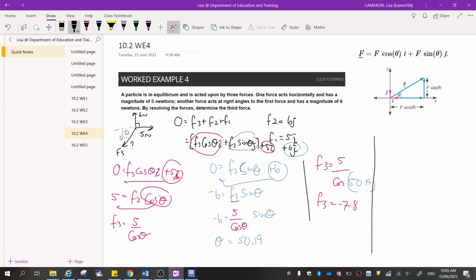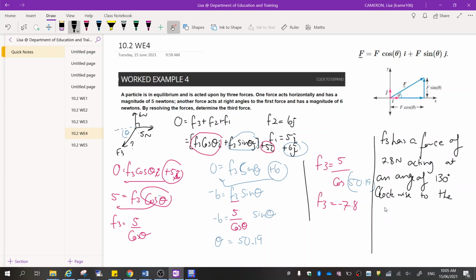So I'd still do 180 minus this, which gives me that F3 has a force of 7.8 newtons acting at an angle of 180 minus 50, which gives me 130 degrees in the clockwise direction to the horizontal force.